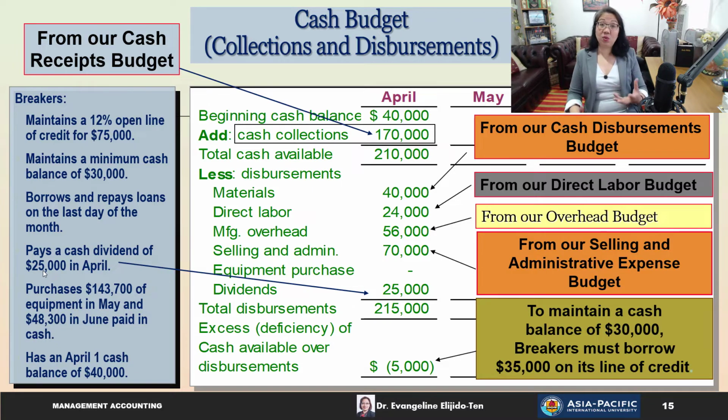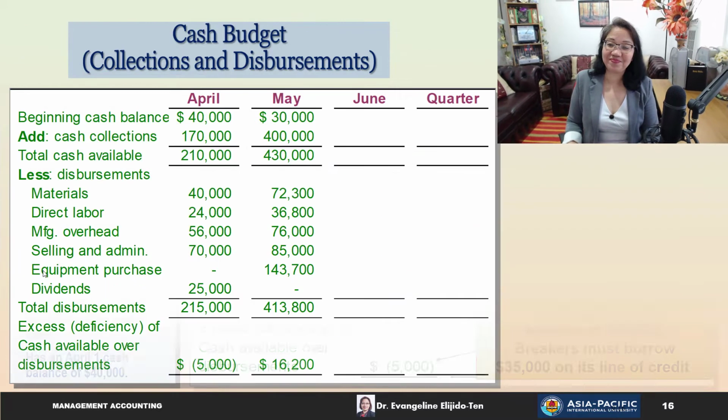So what can we do? They do have a minimum cash balance of $30,000. That's the requirement of the company. So it looks like in April, Breakers will have to use their open line of credit and borrow $35,000 from there. Let's move on to the month of May.